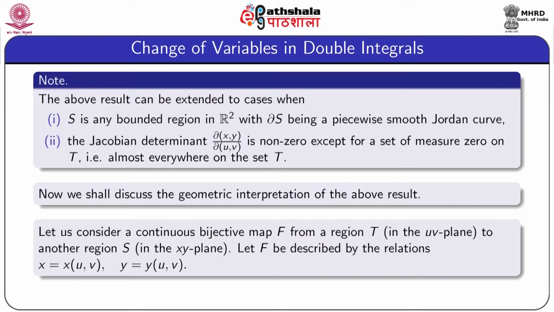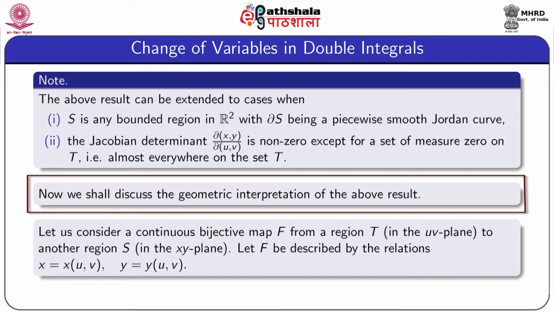Next, in the proof we assume that the Jacobian determinant is non-zero everywhere. We can relax this by the condition that the Jacobian determinant is non-zero except for a set of measure 0 on T, that is, almost everywhere on the set T.